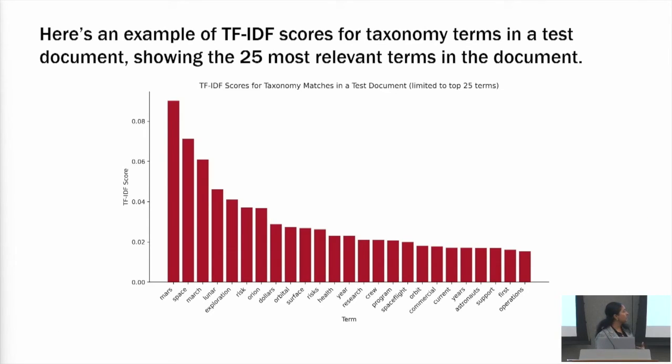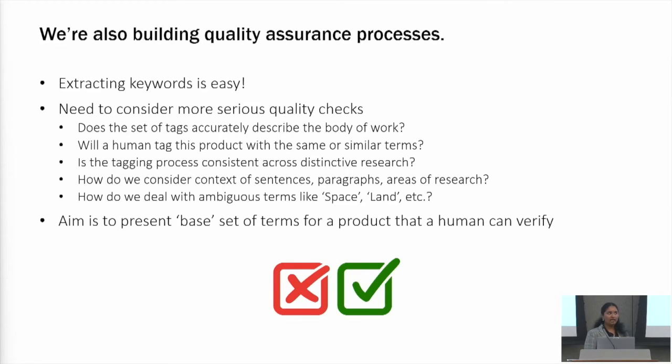Just to visualize what exactly that means, here is a test document, and these are the top 25 terms returned by the pipeline. At a very quick glance, you can see that there are terms like Mars, space, March, lunar, exploration, that are very important and show up most frequently in this document. And so you can very quickly tell what this document is likely about: the space domain, Mars, lunar exploration, things like that. Those are our preliminary results.